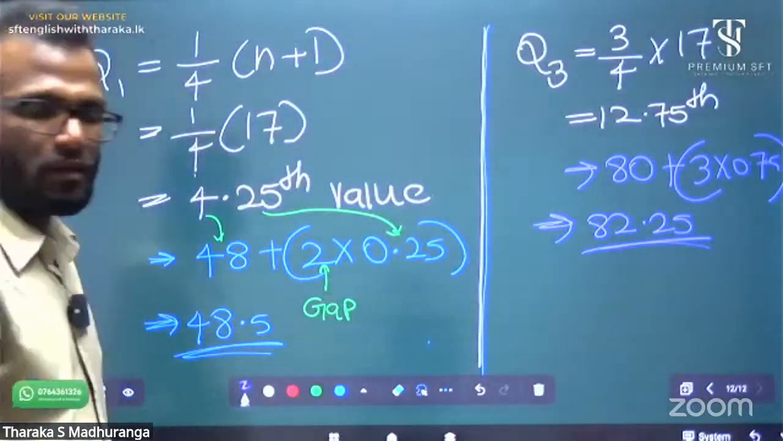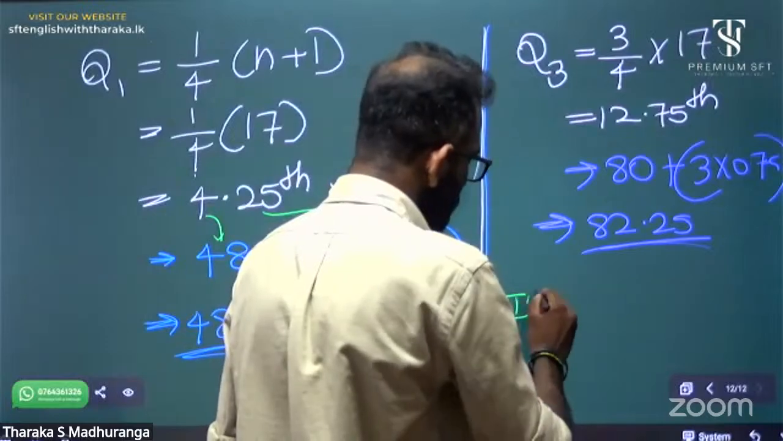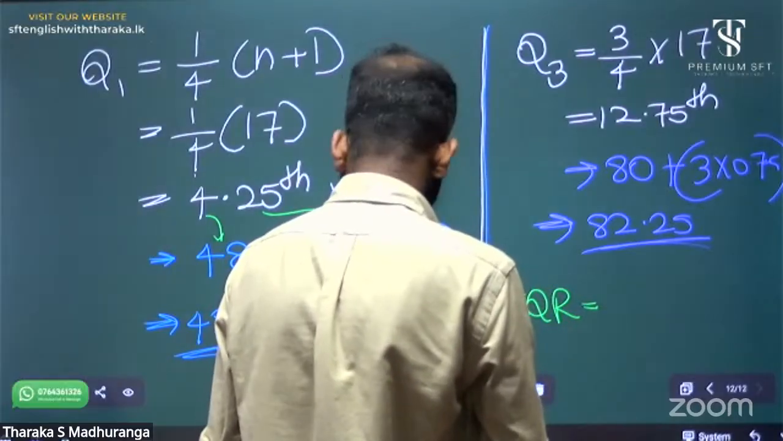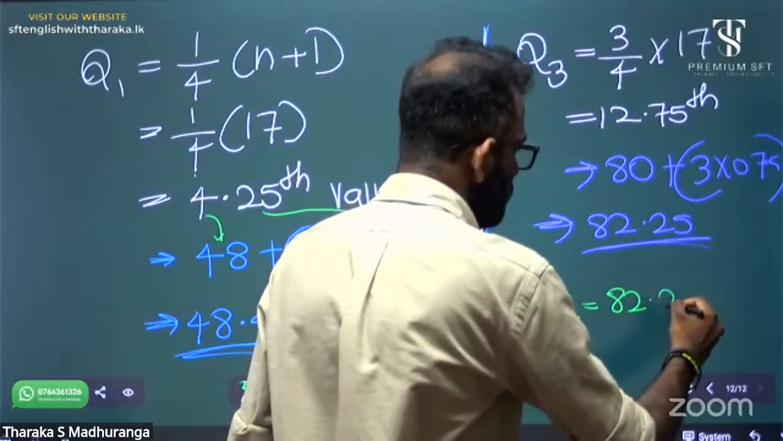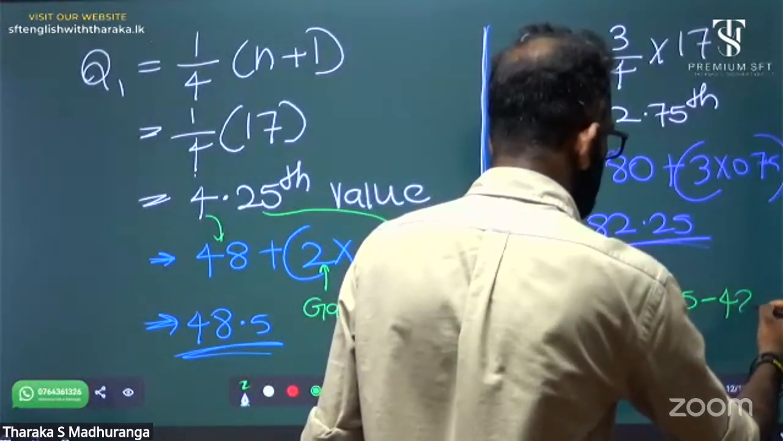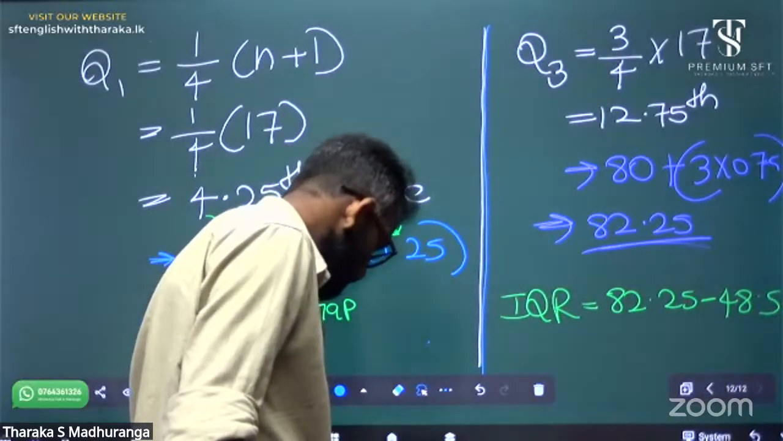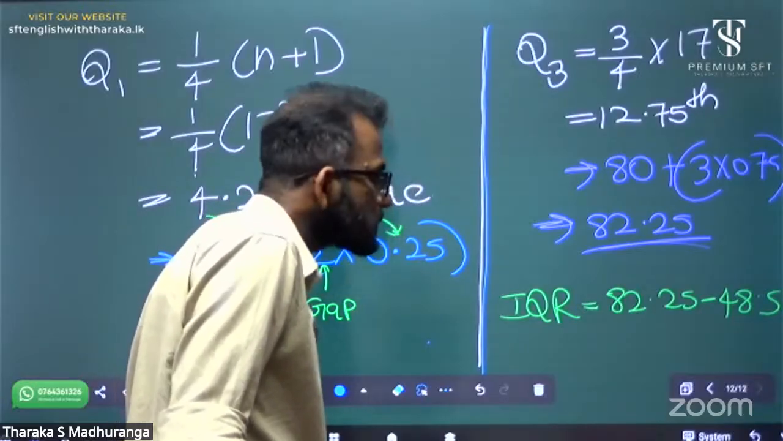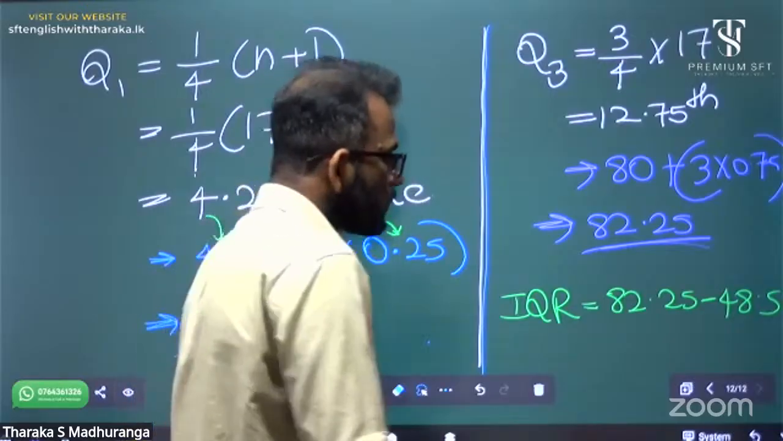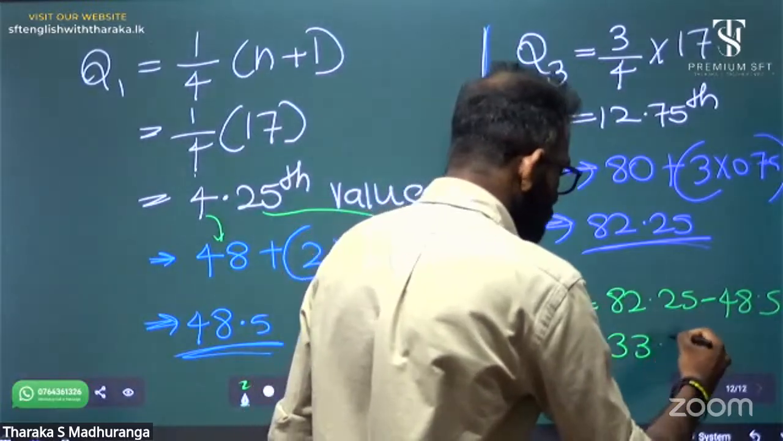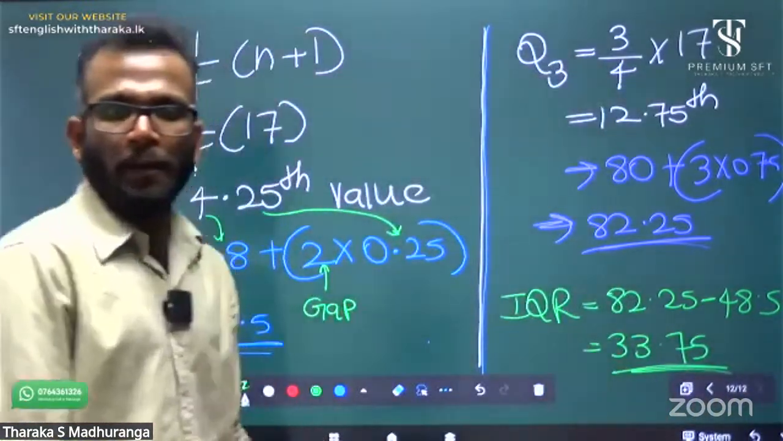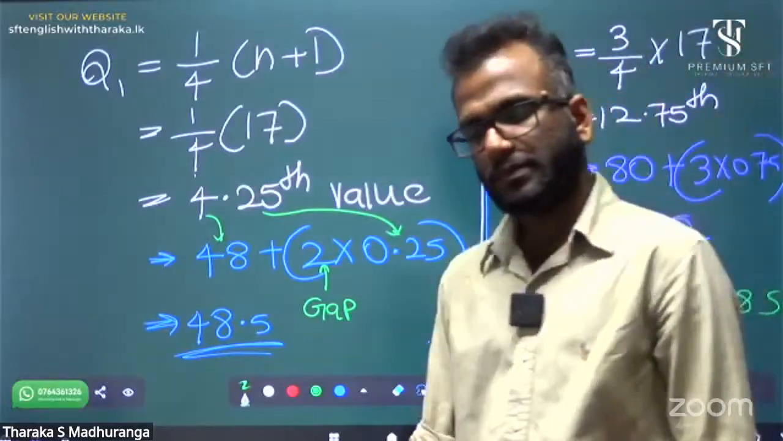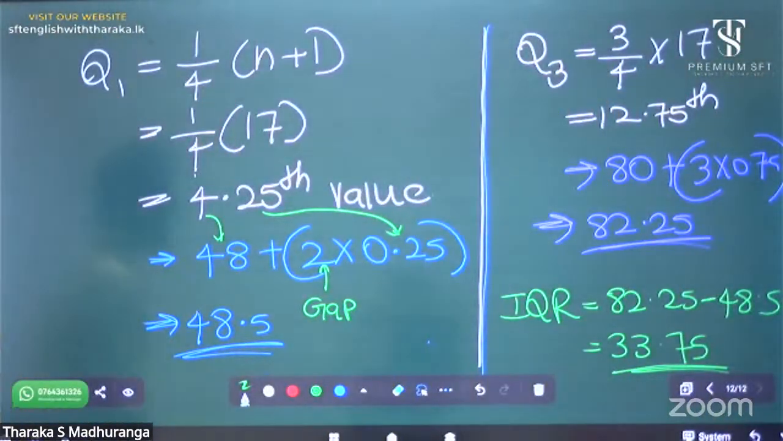Okay, final answer. Interquartile range is Q3 minus Q1: 82.25 minus 48.5 is 33.75. Clear? Any doubt up to now?